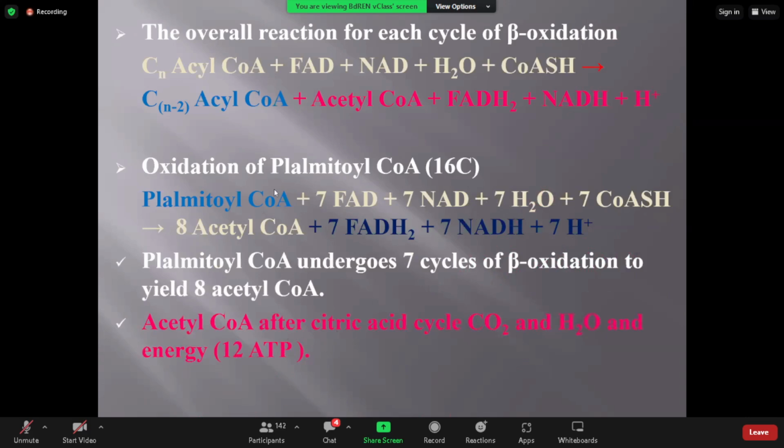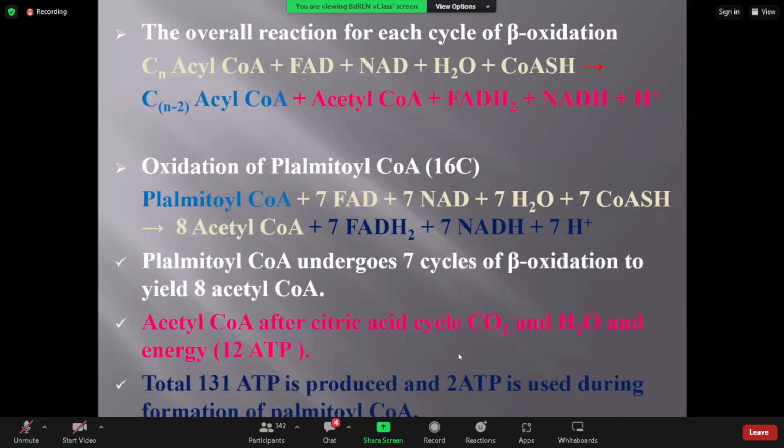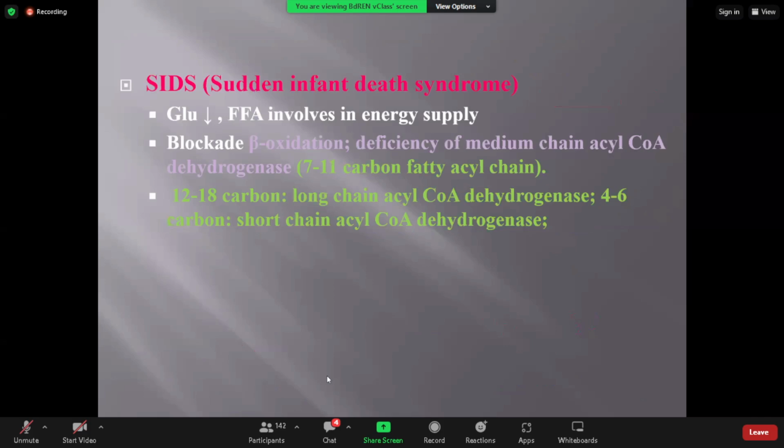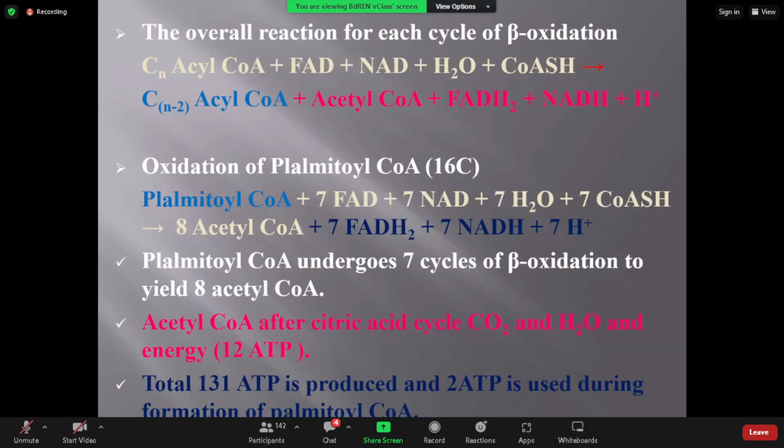But during activation of palmitic acid to palmitoyl coenzyme A, 2 ATP are used, and for this reason it will be 129. So to convert this palmitic acid to palmitoyl coenzyme A, 2 ATP will be used. So 2 will be deducted from 131. So the total number of ATP will be 129. Is that correct? Yes, sir. Okay, thank you. Any problem understanding so far?